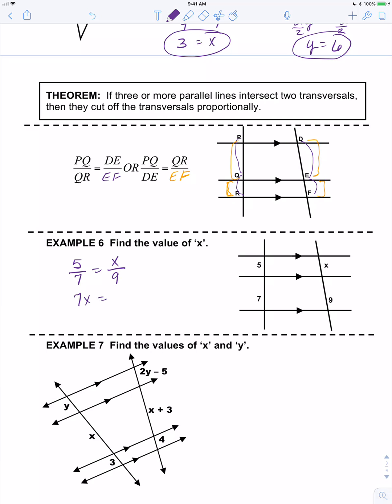Cross multiply. 7x is equal to 45. Divide both sides by 7. So x is 45/7, I guess. That should not reduce. That's a strange answer, but we'll take it.